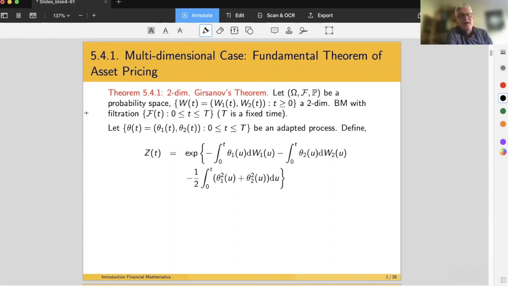And then we define our Z process, like we know it in the one-dimensional case, in a natural generalization. It's e to the power minus the integral from 0 to t of theta 1(u) dW1(u) minus the integral from 0 to t of theta 2(u) dW2(u) minus 1/2 the integral from 0 to t of theta 1 squared(u) plus theta 2 squared(u) du.